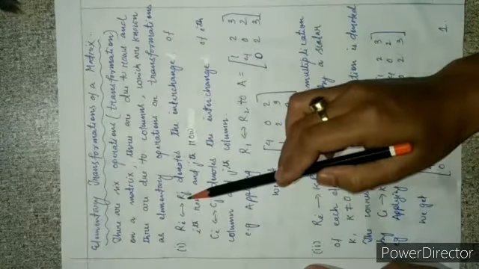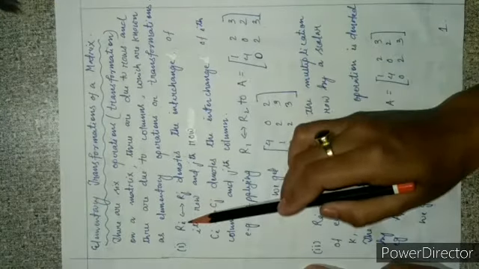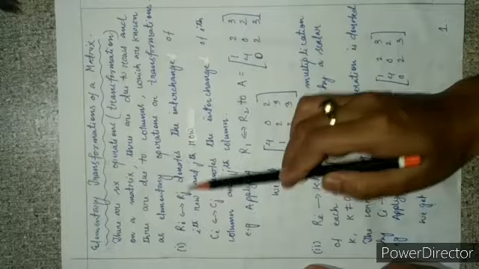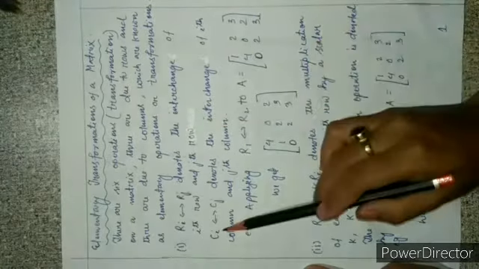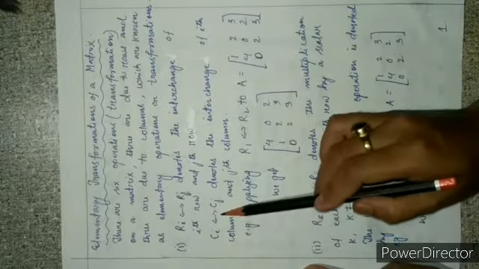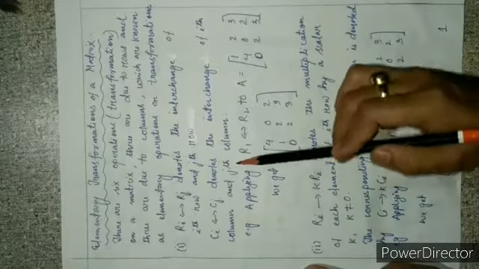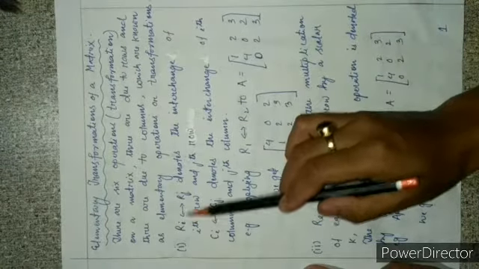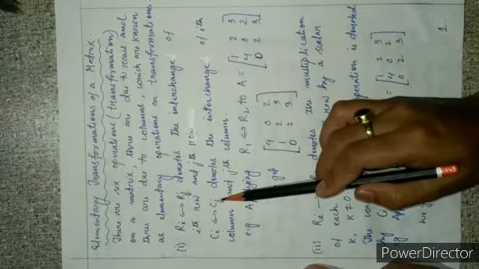This notation represents the interchange of the ith row and the jth row. Then the corresponding column operation is denoted by the symbol Ci double arrow Cj, which denotes the interchange of the ith column and the jth column.